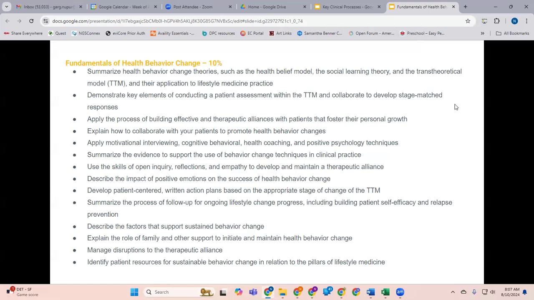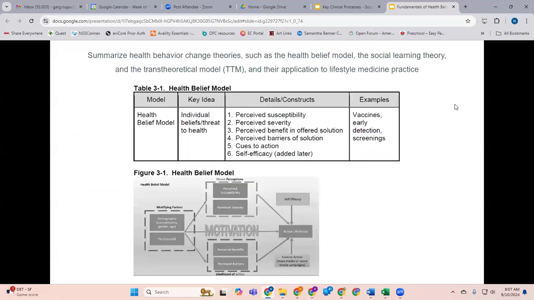So fundamentals of health behavior change is about 10% of your test, and these are the objectives. The first one: summarize health behavior change theories such as the health belief model, the social learning theory, and the trans-theoretical model, and their application to lifestyle medicine practices. So we'll go through those three specifically, and I'll also give you some tidbits here and there.